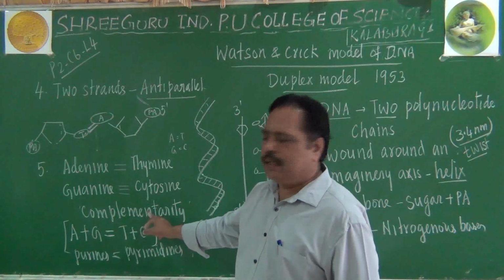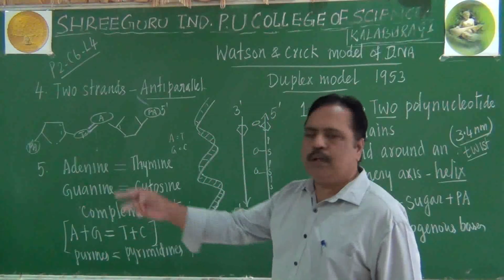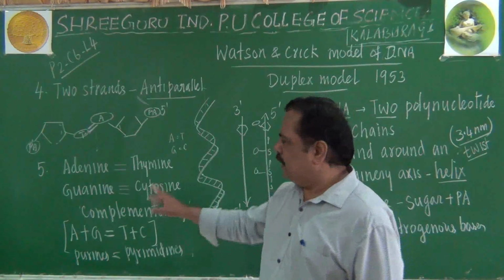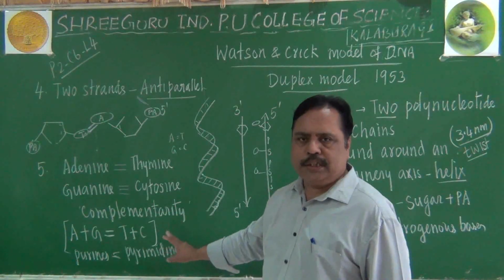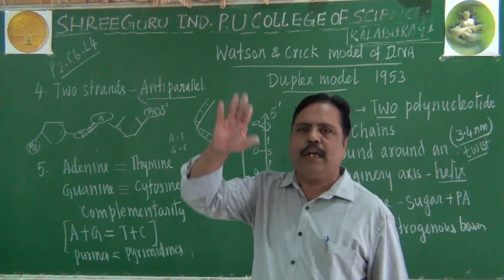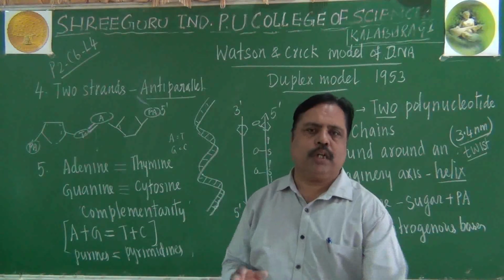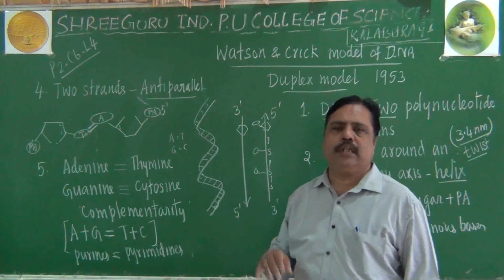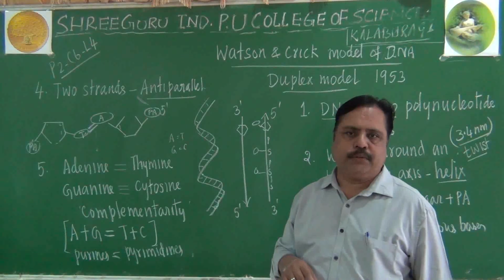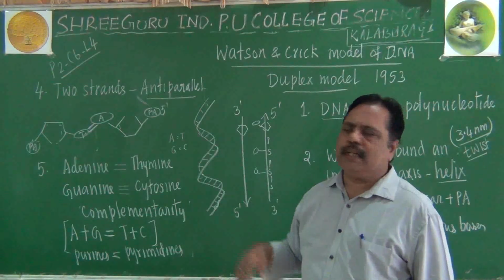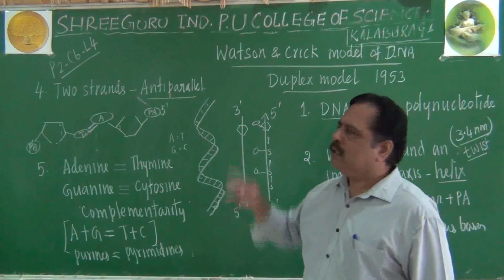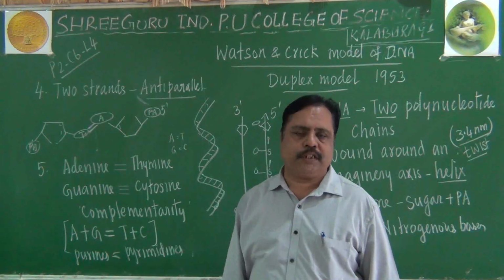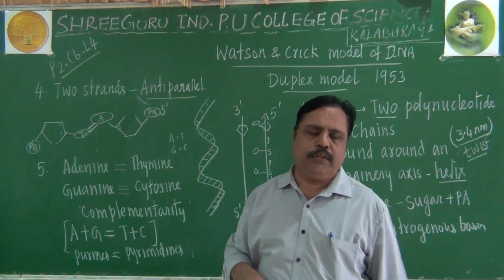Because of complementarity, purines are equal to pyrimidines, so that we obey Chargaff's rule also. Scientifically or experimentally also it is proved. At the same time, a theoretical model was also based on this experimental evidence. For this, Watson and Crick got a Nobel Prize actually, around the year 1963. They shared that Nobel Prize with Wilkins for their X-ray diffraction input, we can say.